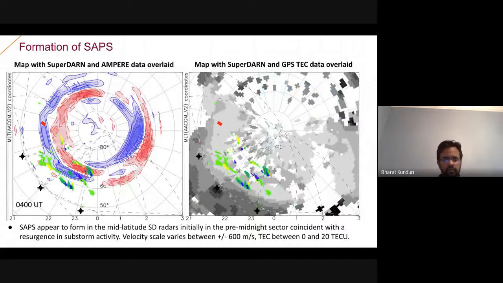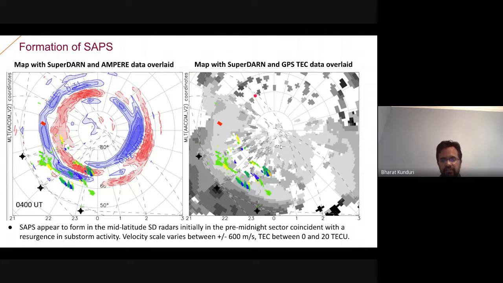So I'm going to start with 04 UT on July 5th, and the plot presents 3 different data sets. The left-hand side of the plot presents SuperDARN velocities that are scaled between -600 and +600 meters per second. I'm just showing the formation of SAPS flows here, and the red and blue contours are showing AMPERE field aligned currents that are provided by the Johns Hopkins University.